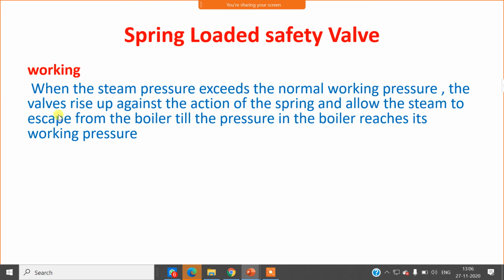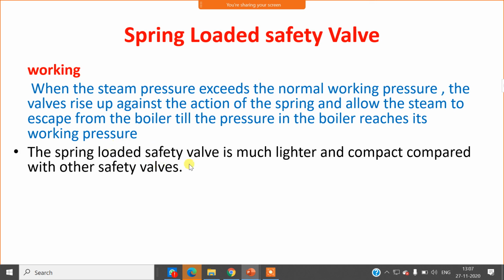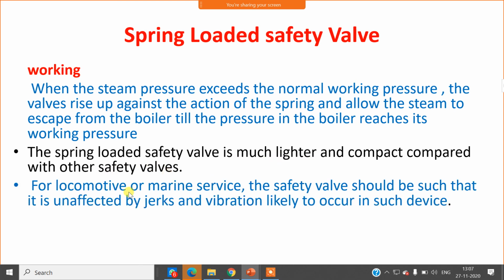Now, working: when the steam pressure exceeds the normal working pressure, the valve rises up against the action of the spring and allows the steam to escape from the boiler till the pressure in the boiler reaches its working pressure. The spring loaded safety valve is much lighter and more compact compared with other safety valves.